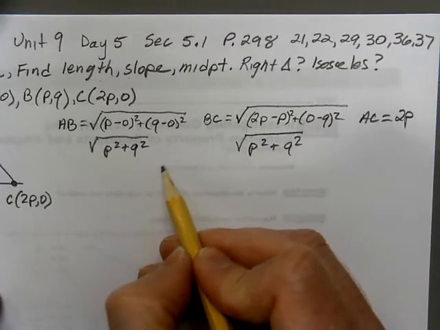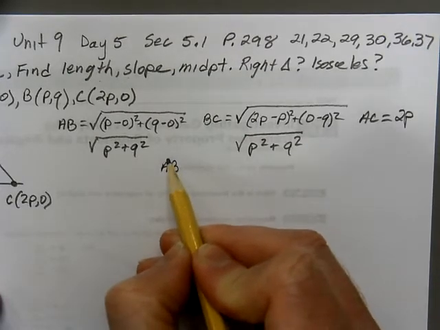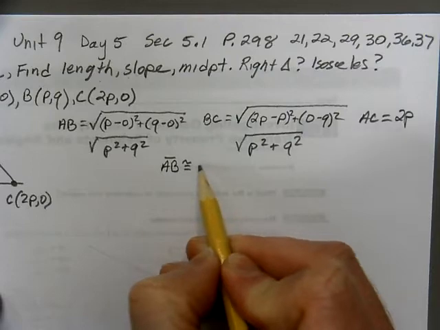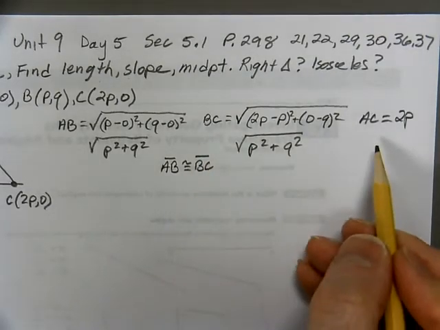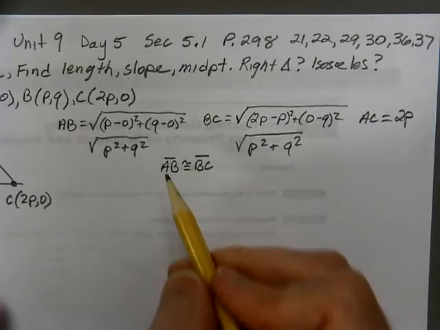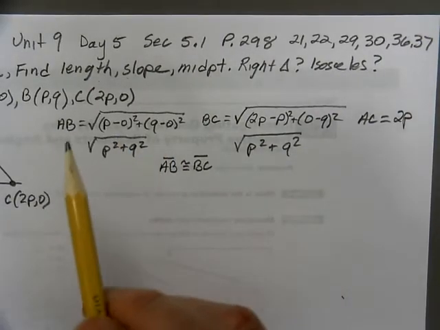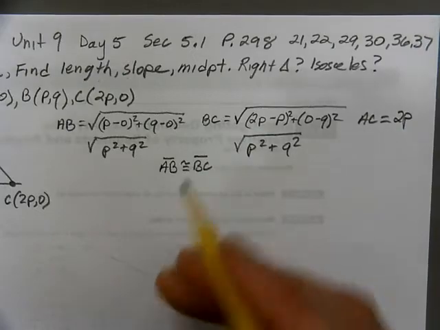So I know from here that AB is congruent to BC, but not congruent to AC. So I know that this triangle is isosceles.